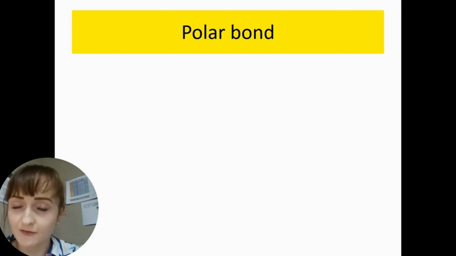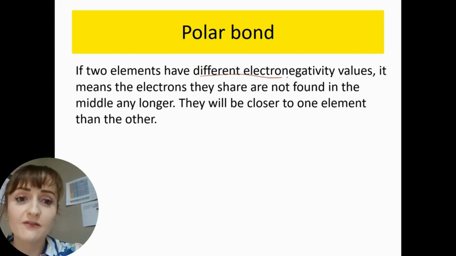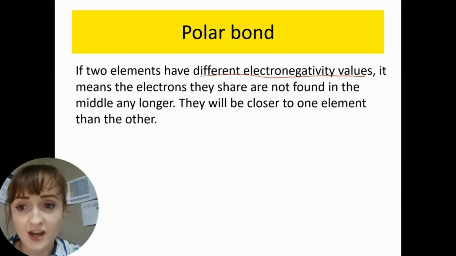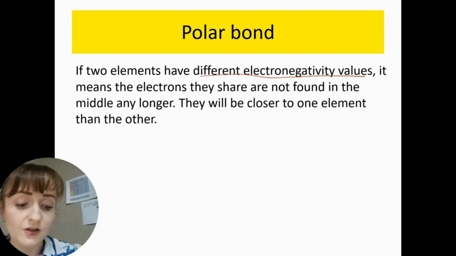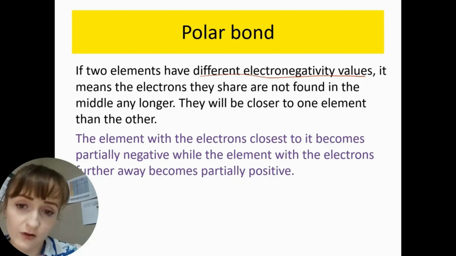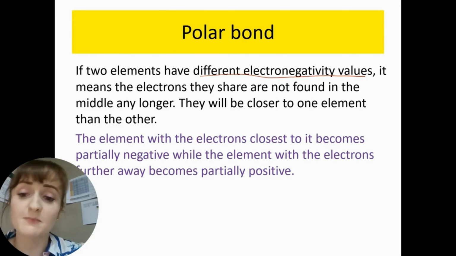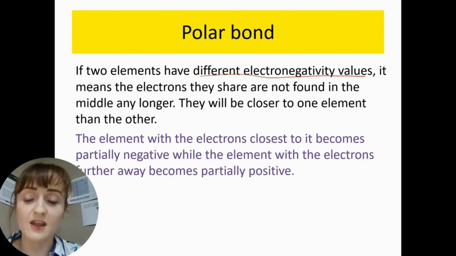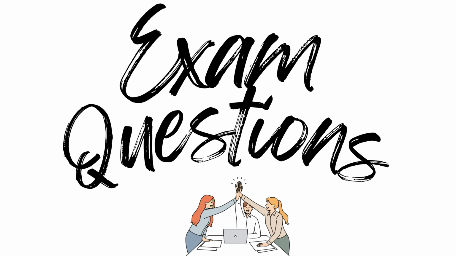A polar bond is different to a non-polar bond, and it results from having two elements with different electronegativity values. It means that the electrons which they share are not found in the middle any longer. They will be found closer to one element than the other. So the element which has the electrons more closely located to it becomes partially negative, while the element with the electrons which are further away from it becomes partially positive.